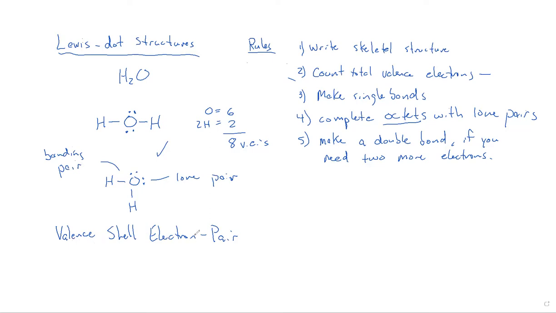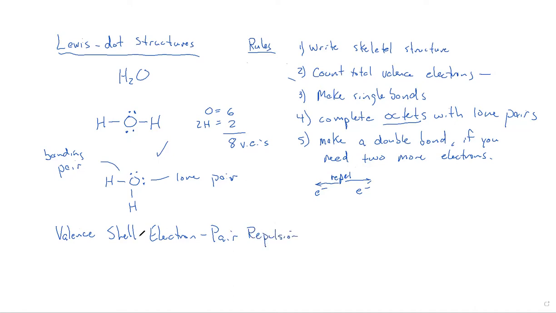So, valence shell electron pair repulsion. And what do electrons do? Electrons have the same charge, and so they're going to repel one another. They want to be as far away from each other as possible. So the electrons have the same charge, so they repel, right? So, valence shell electron pair repulsion.